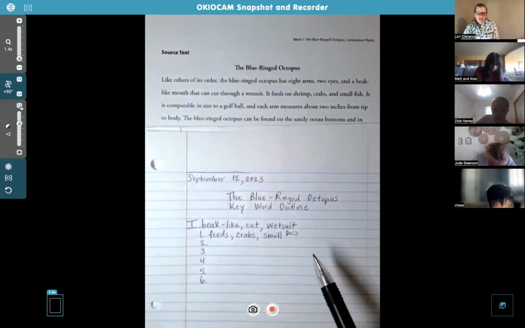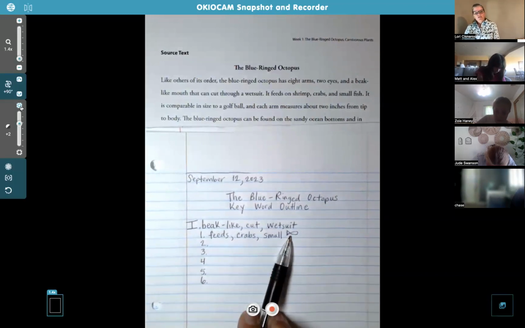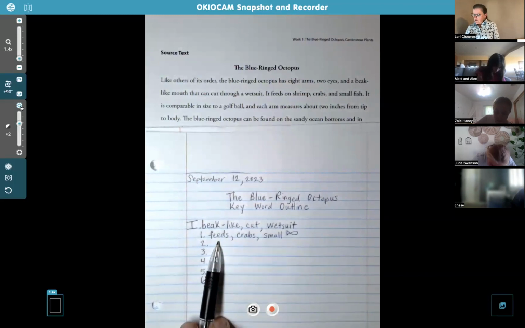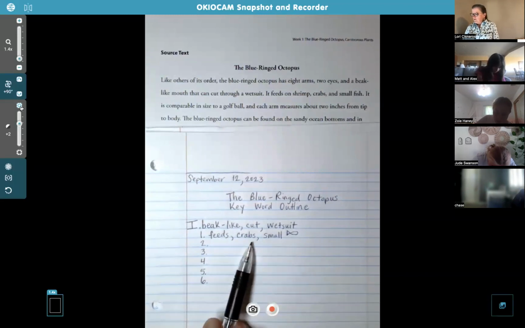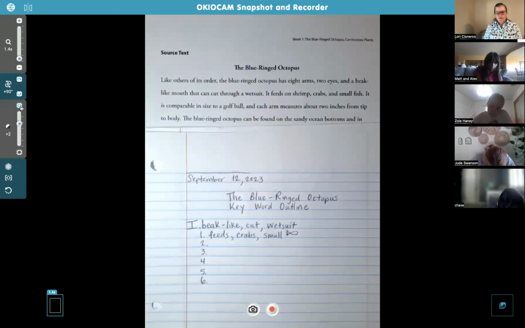If yours doesn't come out fantastic, that's okay. As long as you know what it is, if you know it's a fish, that is considered a symbol. Feeds, crabs, small fish. You could have shrimp in there instead of one of those words if you wanted to, but go ahead and stick with what I have here. Feeds, crabs, and small fish, a little symbol there.